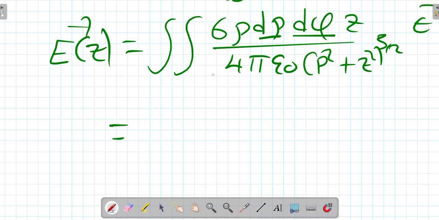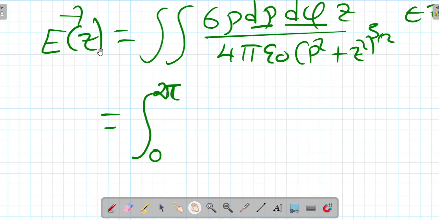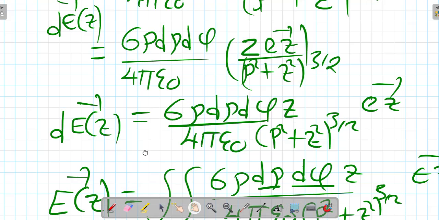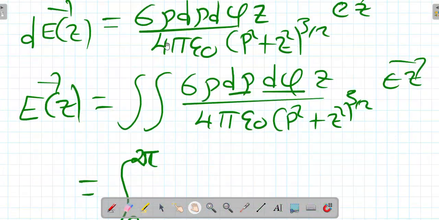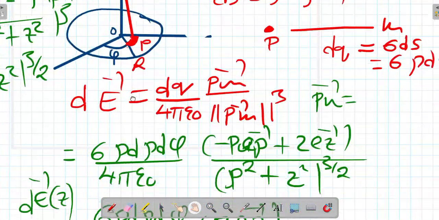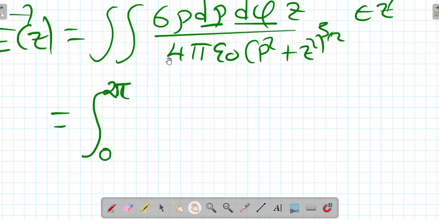Because we've got these two, d rho and d phi, we're going to start with d phi. There's no phi component in here, so for the phi component, you can take it out. Phi varies from 0 to 2 pi. 2 pi is equivalent to 360, because the angle phi changes from 0 to 360. It rotates around a full circle. This is the angle phi, and this is how it varies. Then the radius rho goes from 0 to R, the radius of the disk, the big R. That's how you break down these two integrals.